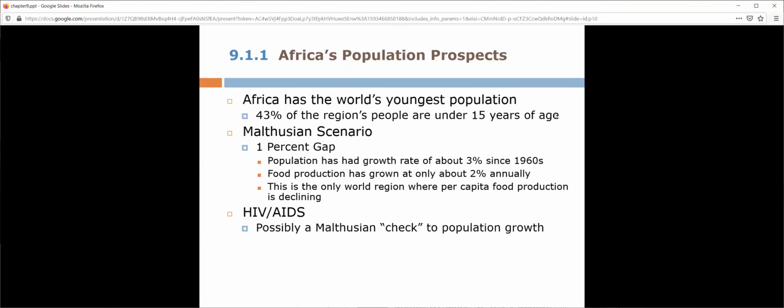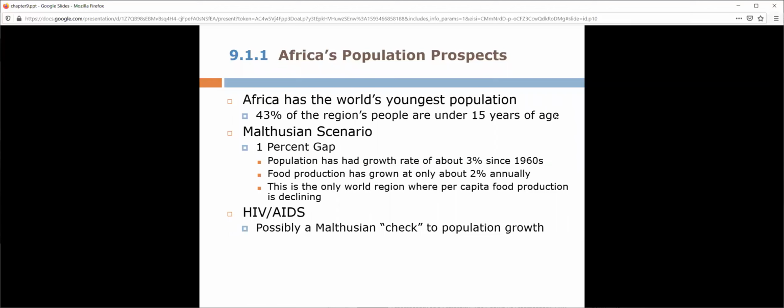I don't know if those are all her kids or not, but there's a lot of kids in Africa. Since there's a lot of kids, you have a very large youth population. 43%, and I think this has grown as well, of the region's population are under 15, high school aged or lower. You have sort of a Malthusian scenario going on here. The population has a growth rate of about 3%, but the food production has a growth rate of 2%.